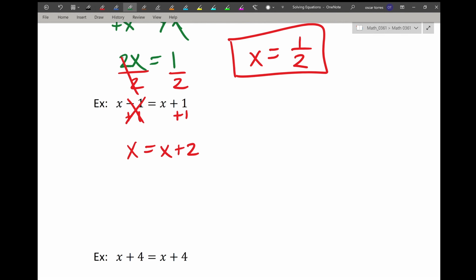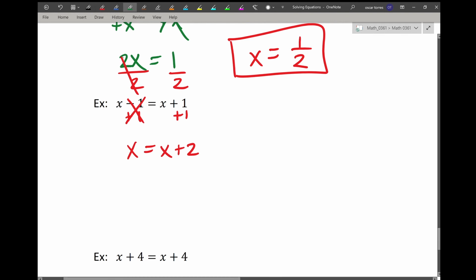So we combine the numbers, but now we need to combine the x's. I need to move this x to the left-hand side. To do that, ignore the 2. The 2 almost doesn't matter. How do I get rid of an x? I get rid of that x by subtracting x from it. So I subtract x from both sides. And it's going to leave me with an unusual answer, but that's okay.